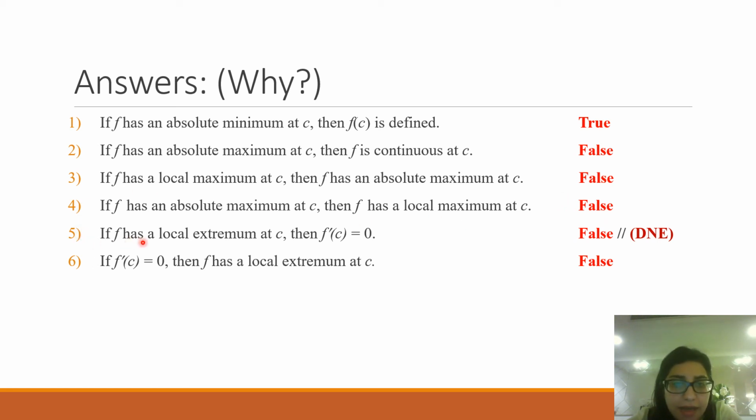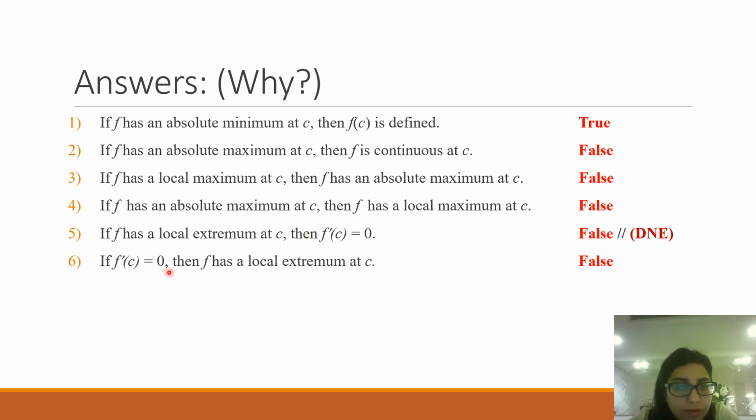5. If f has a local extrema, then f dash of c equals 0. Again, it doesn't need to be f dash of c equals 0. There is another option that the derivative does not exist. So this one, it doesn't need to be always the same scenario, so it's false.